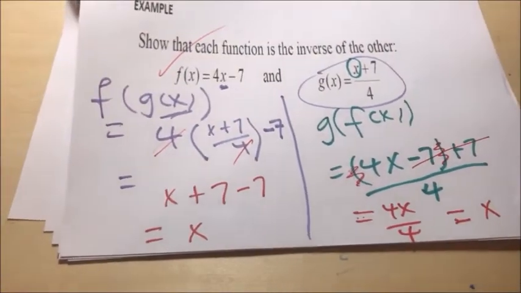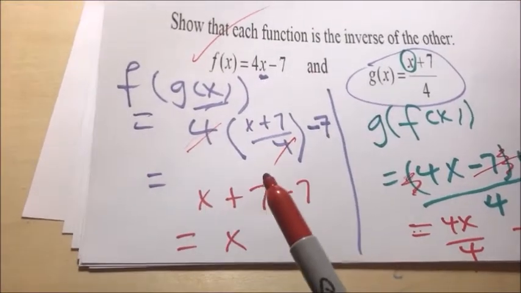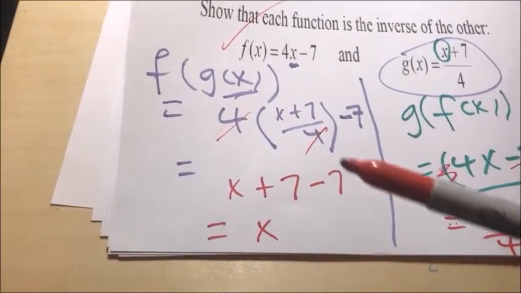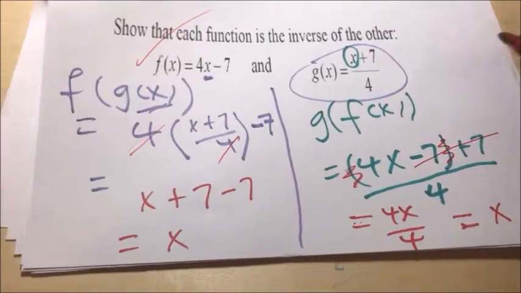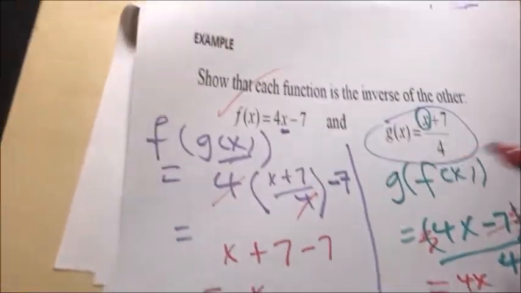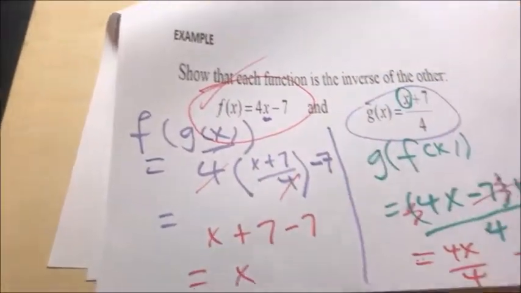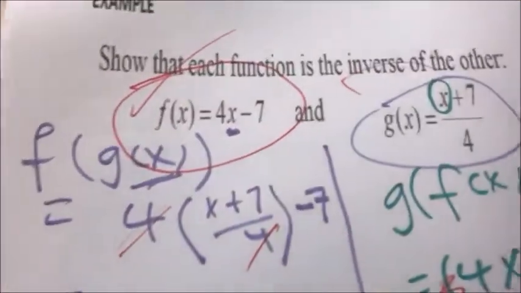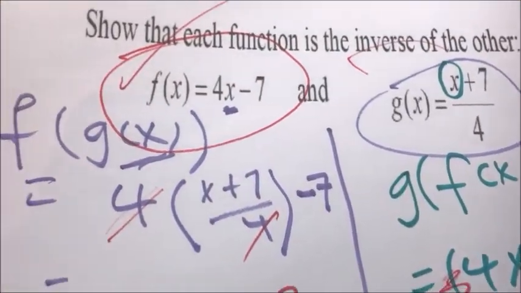So when you do the calculation, if you input g of x into f and you end up getting x, and if you input f of x into g and you end up getting x, then that means that these two functions had to have been inverse of each other.